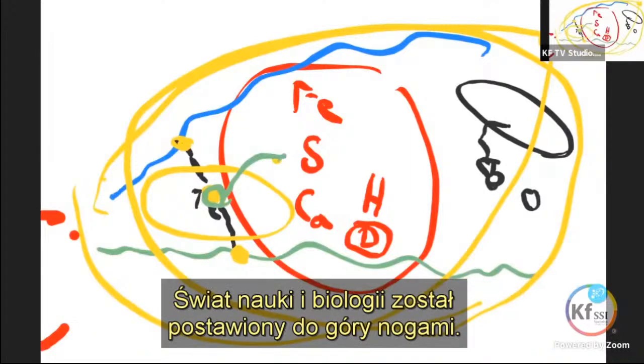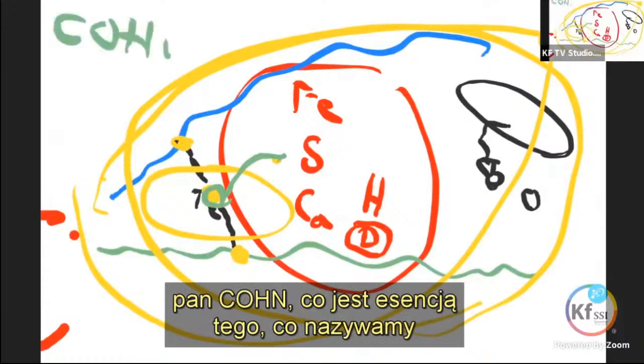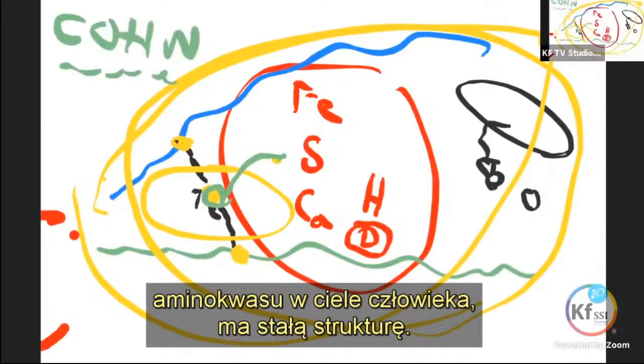The world of science and biology has been set upside down. And in the world of creation, in the atmospheric condition of this planet, Mr. Cohen, which is the essence of what we call the amino acid of the body of man, has a fixed structure.